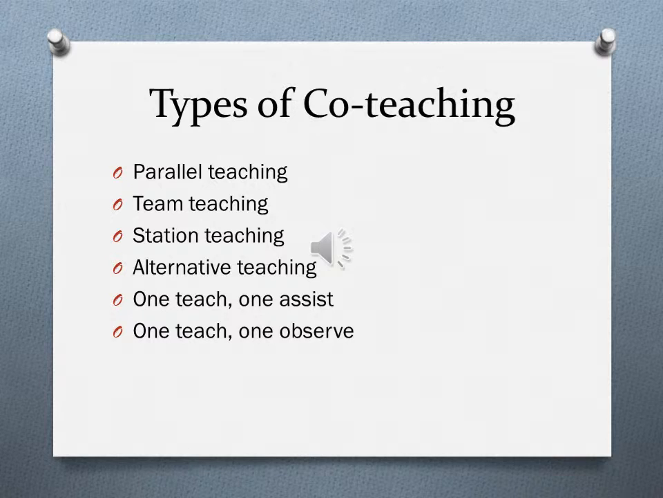One teach, one assist is where one teacher is in front of the classroom while the other teacher is assisting students and walking around monitoring behavior and making sure students are paying attention. This is the one co-teaching style that should not be used the most.